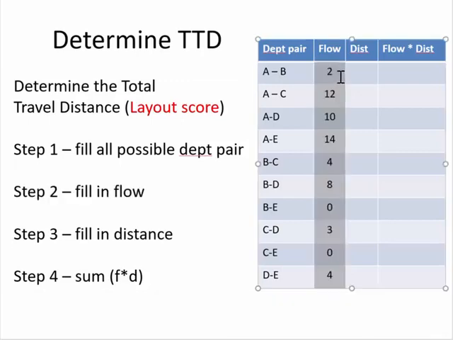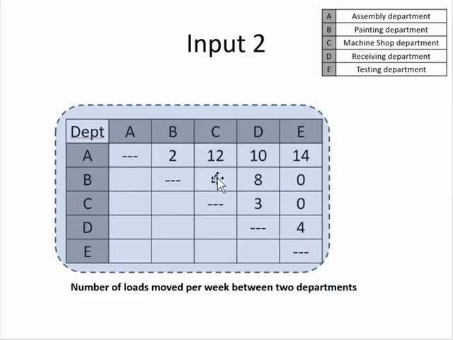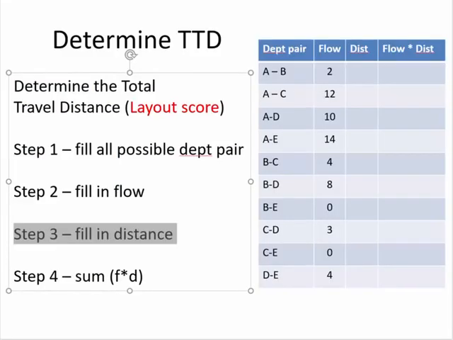Once you have filled out all possible department pairs for travel, then next, step 2, fill up the flow. Again, this number is derived from a flow between chart, in the sense that between department B and C, there are 4 persons traveling between them. Is it from B going to C or C going to B? We do not know. Between B and C, 4.